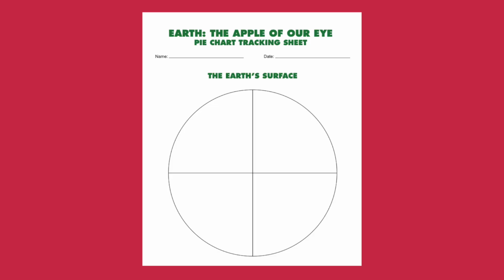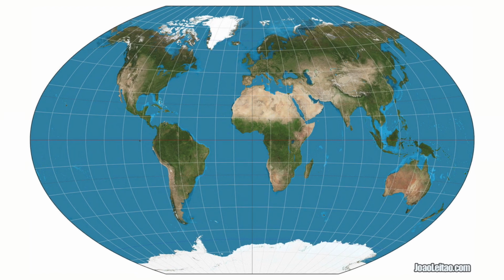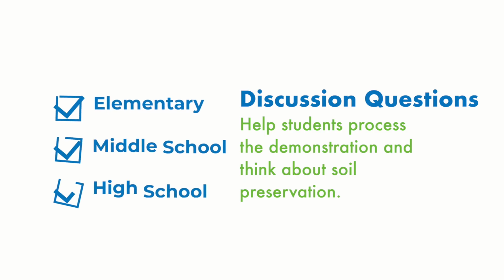During the demonstration, elementary students can follow along by making divisions on the provided pie chart. It's also helpful to do this demonstration next to a world map or a globe to point out some of the geographic features that are discussed. There are several grade-appropriate discussion questions in all 3 versions of the lesson that will help students process what they saw in the demonstration, and also to get them to start thinking about some ways our soil can be preserved.